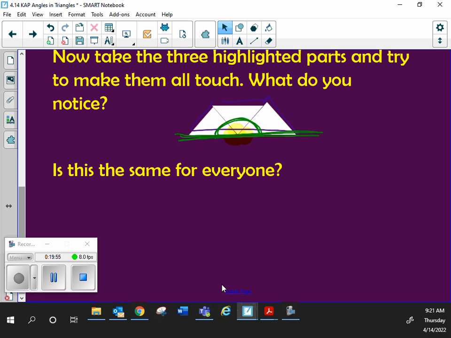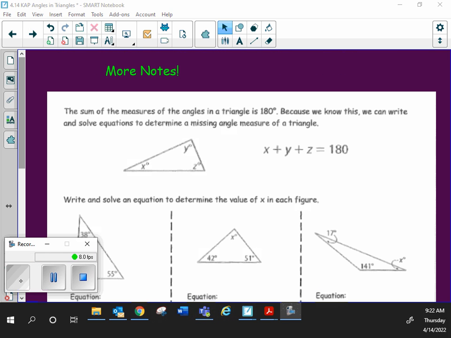We'll clean up in a second, but let's keep moving. All right, so yes, we have more notes. To sum up that little exploration, the sum, meaning when we do what operation? The adding of the measures of the angles of any triangle will always be how much? 180. Again, we're talking about the angles, not about the side lengths. Side lengths of triangles will all be different, but the angles will always add up to 180. So you can say that x plus y plus z will always equal 180.